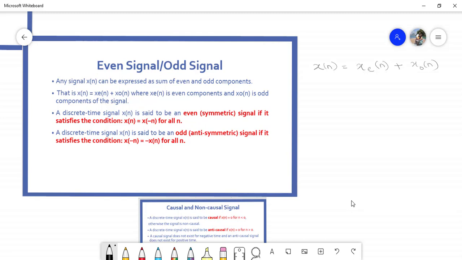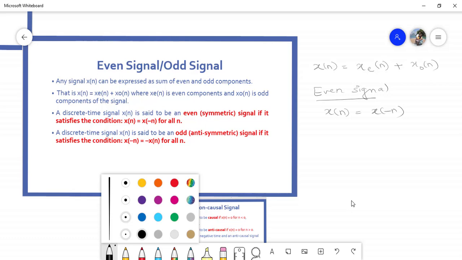To identify whether a particular signal is an even signal, the condition that we need to check is that x[n] should be equal to x[-n]. So what is x[-n], students? x[-n] is nothing but a time reversal of this particular signal.